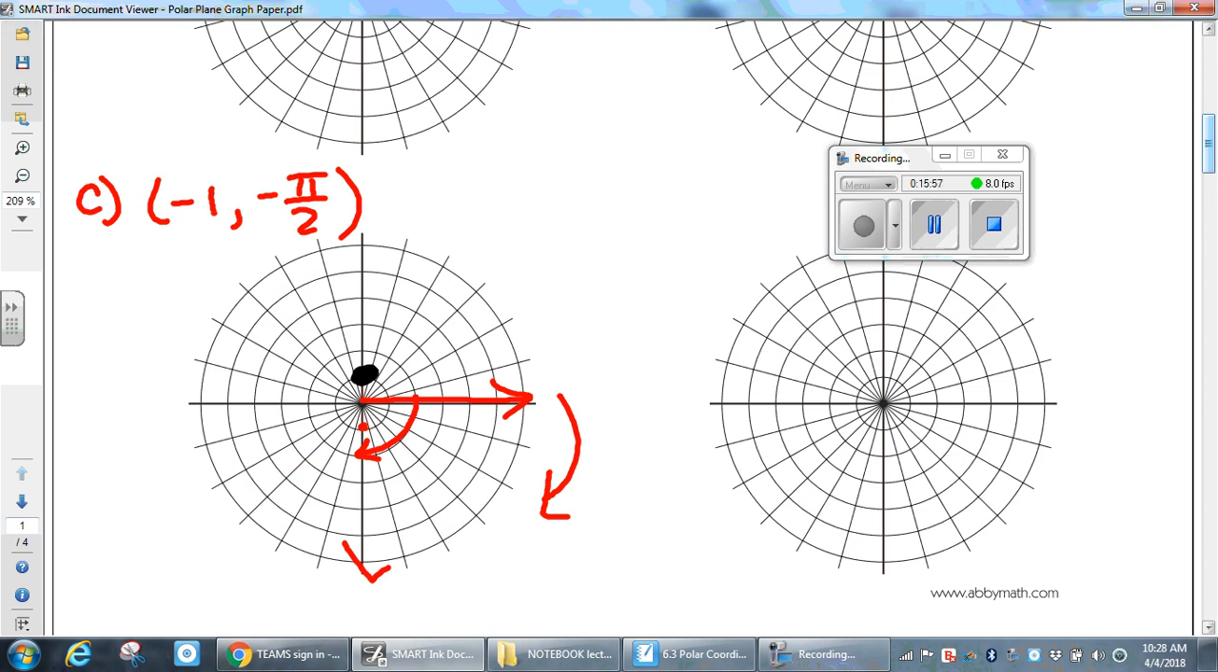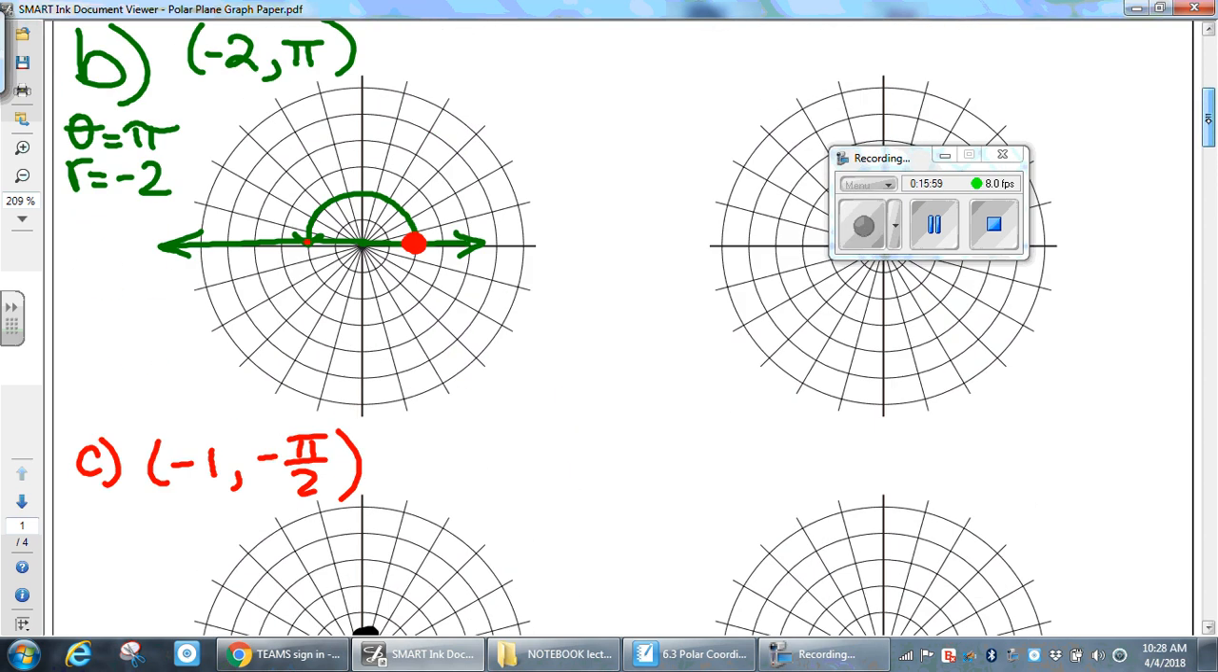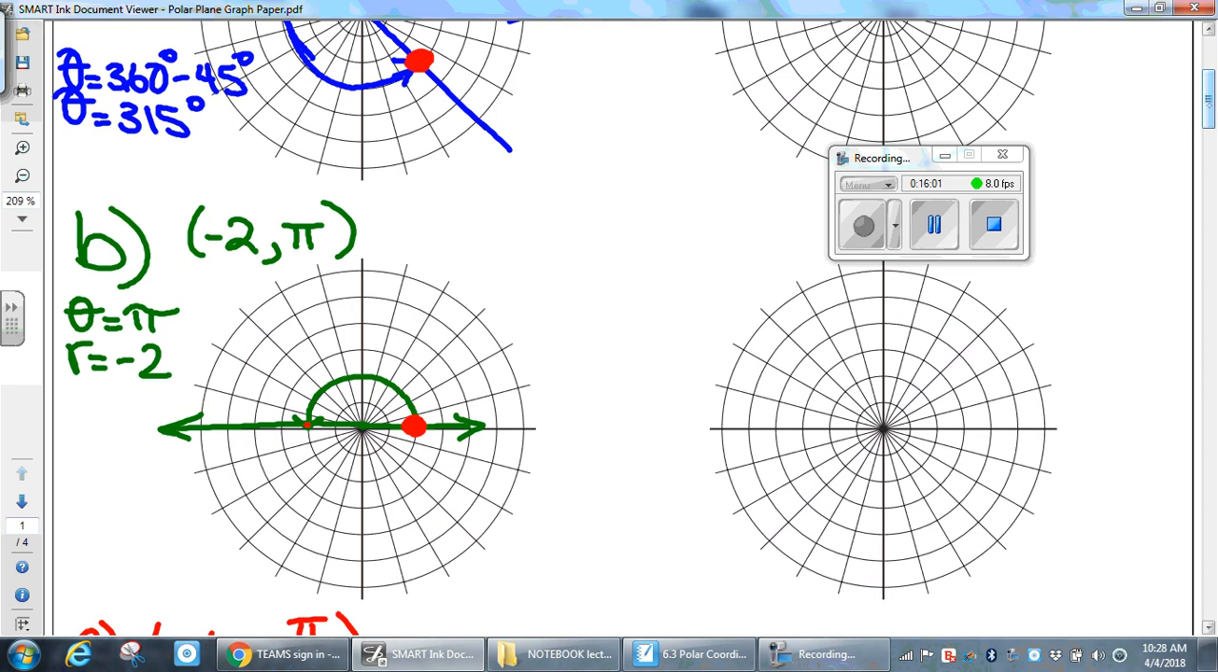Is it going to get harder than this? The first, then you just, there you go. So the answer for that one is just that.